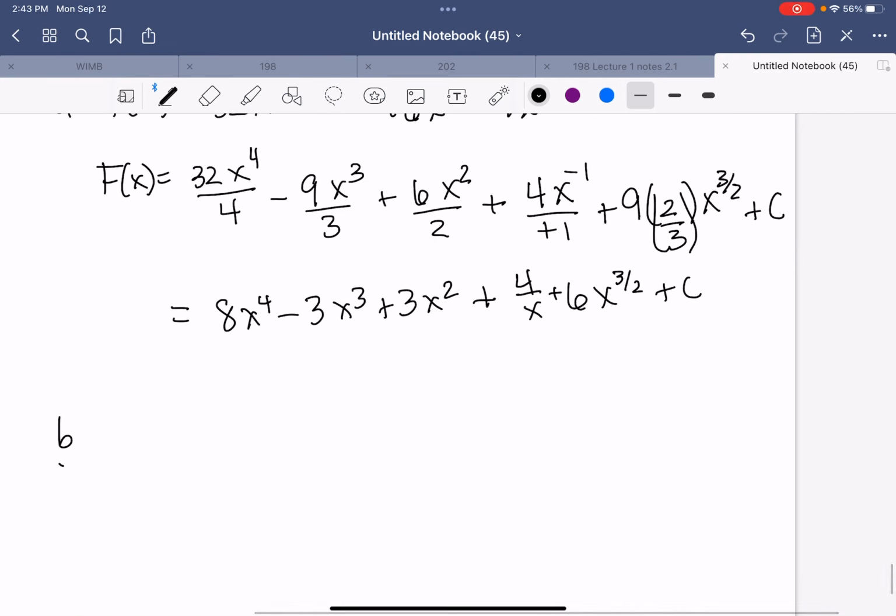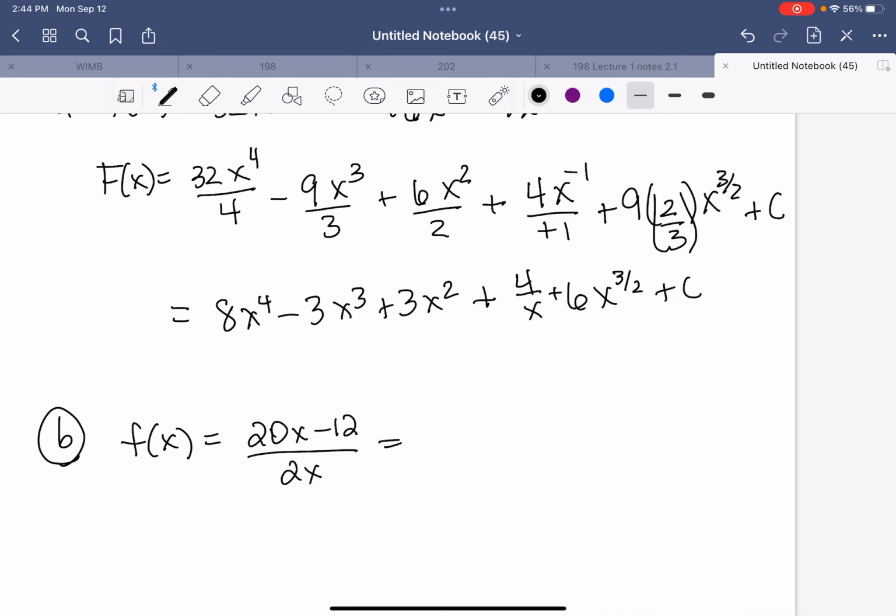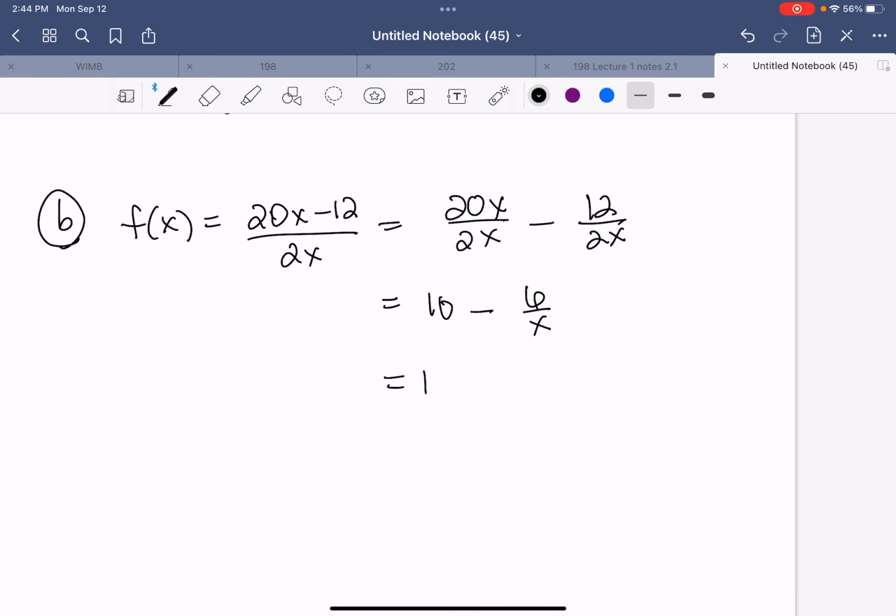For B, we want to simplify this. And so I'm going to split this 20x over 2x and 12 over 2x and simplify. So that's going to give me 10 minus 6 over x. And I'm going to pull that 6 away from the x. So it's 6 times 1 over x. So that when I go and find my antiderivative, that's going to be 10x minus 6. And 1 over x is the special case that becomes the natural log of the absolute value of x.